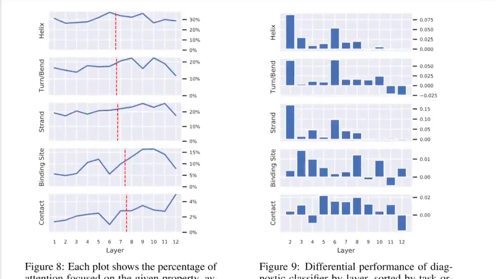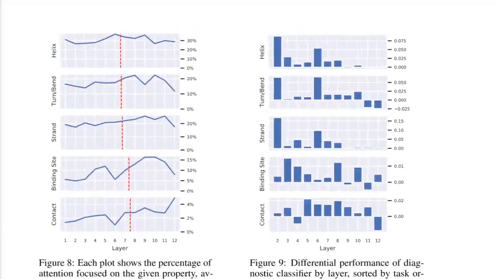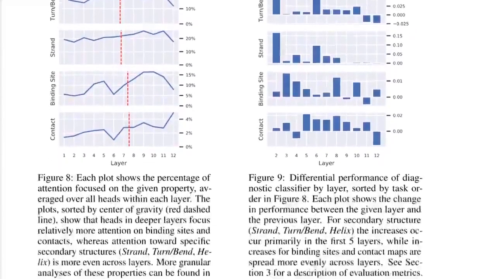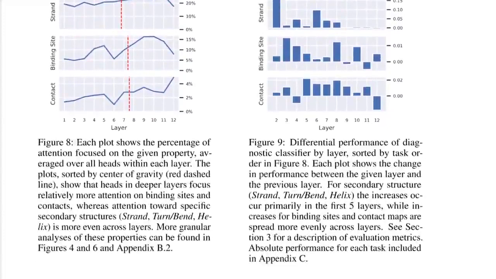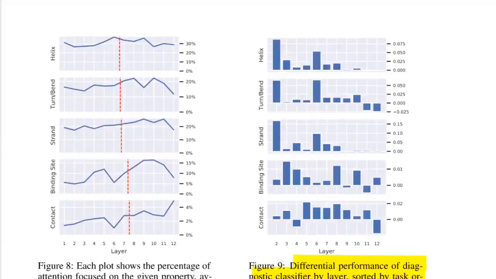The last experiment they do is these linear probes, where they just go and build classifiers from different parts of the network. And you can see right here what is predicted and how well they work. So each bar here is going to be the difference of performance. So this is differential performance of diagnostic classifier by layer, sorted by task order in figure 8. Each plot shows the change in performance between the given layer and the previous layer. Okay, so a bar up shows it's performing better than the previous layer, a bar down shows it's performing worse than the previous layer.